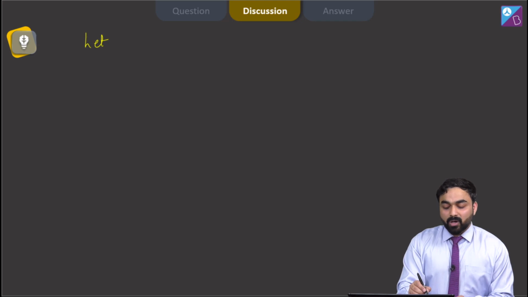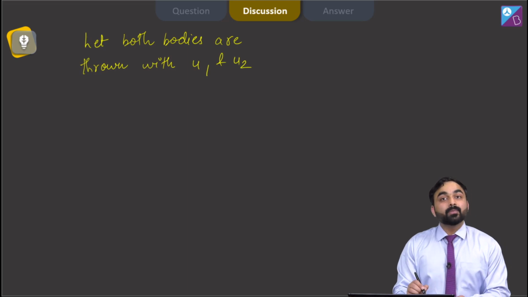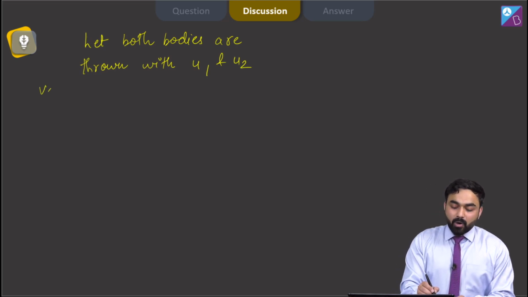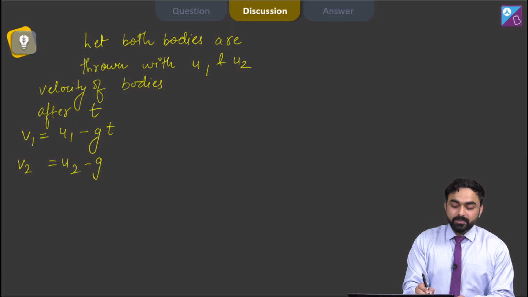that both the bodies are thrown with u1 and u2 velocity. Okay, so the velocity of both the bodies after time t will come out to be v1 equals u1 minus gt and v2 equals u2 minus gt.